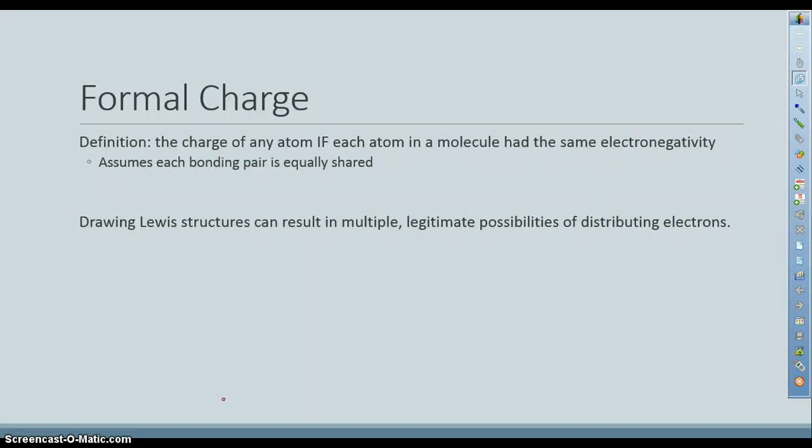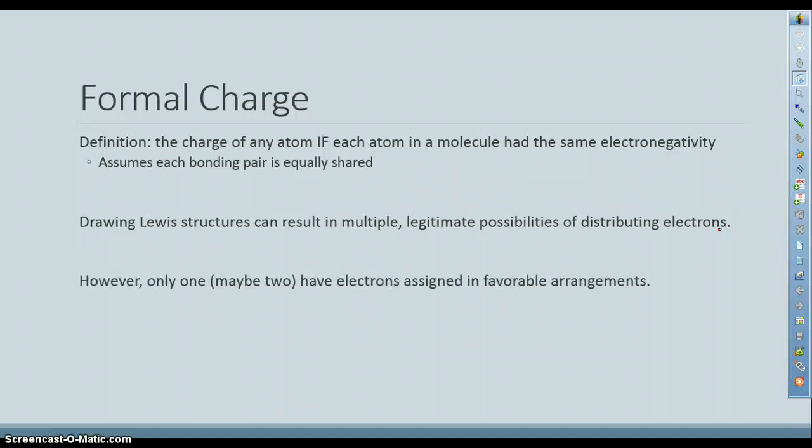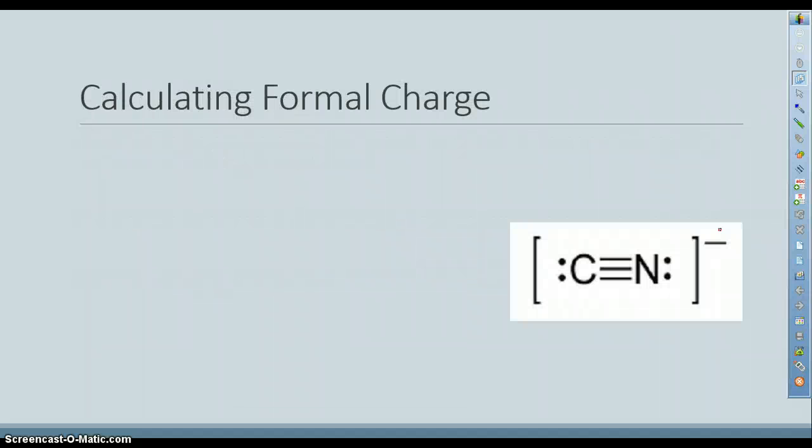But the main thing you need to know is that when you draw Lewis structures, sometimes you can have multiple legitimate possibilities of distributing electrons. So whatever you draw, you can have more than one way of making a correct-ish Lewis structure. But there can only be one, maybe even a second one, that has the favorable arrangement. Not all of them will work. Not all of them, at least, are what's considered to be accepted. Now, how do we decide what's accepted or not? Let's take a look, first of all, at how we calculate formal charge.